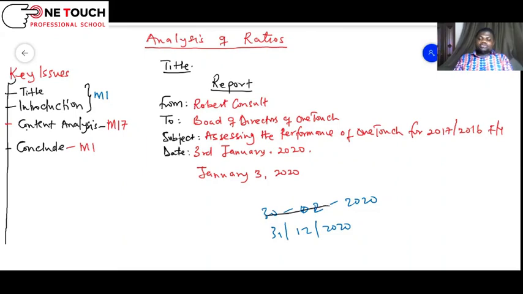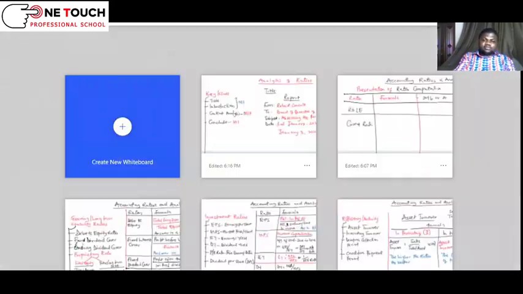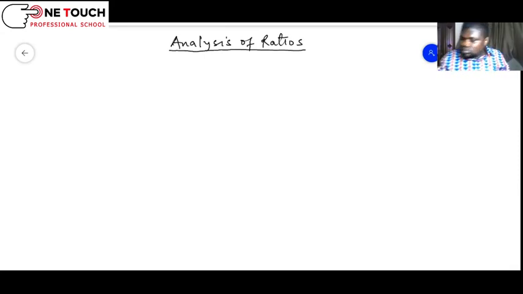So we look at introduction. What goes into what? Introduction. So this is title. Let's go to introduction. We are still on analysis of ratios. So we have introduction.